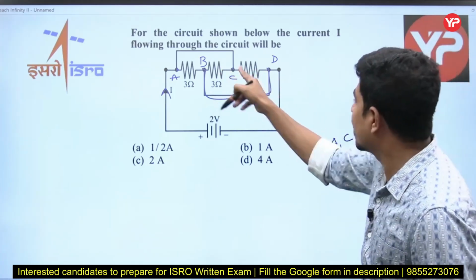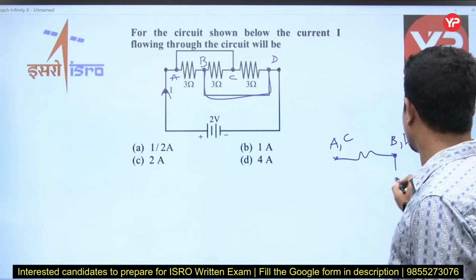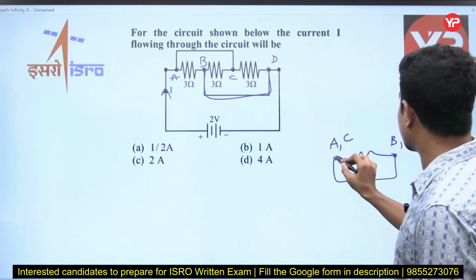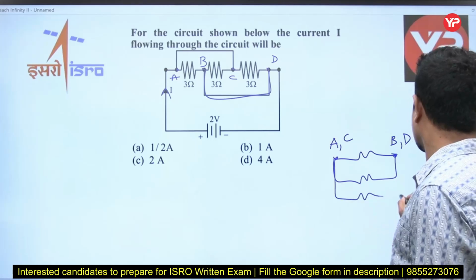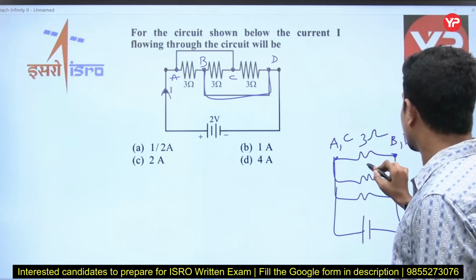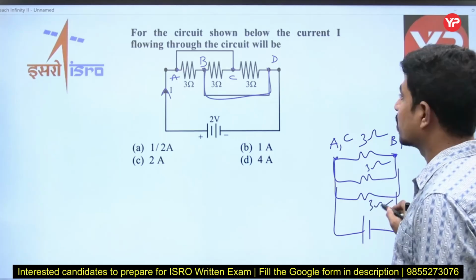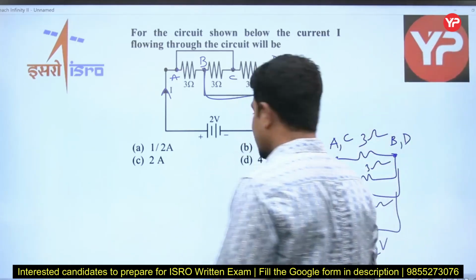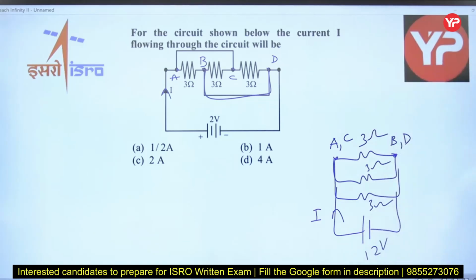Now tell me, B and C, there is a resistance of 3 ohms. Between C and D, there is also a resistance of 3 ohms. Simply all are in parallel. This is 3 ohms, this is 3 ohms, this is 3 ohms, and this is 12 volts. Now he is asking about this current I. Tell me all of you, what is that current?